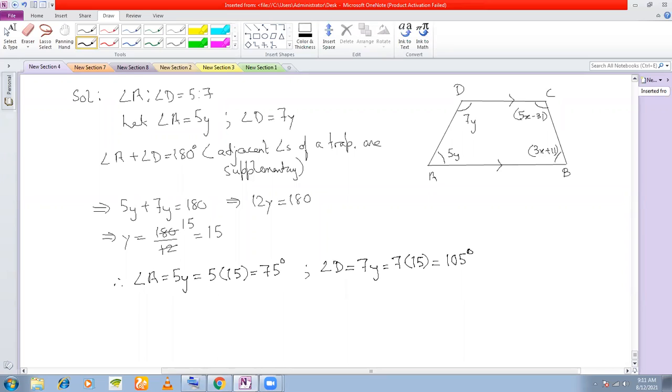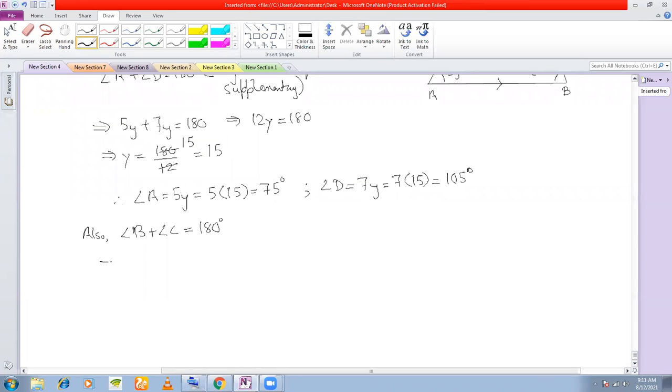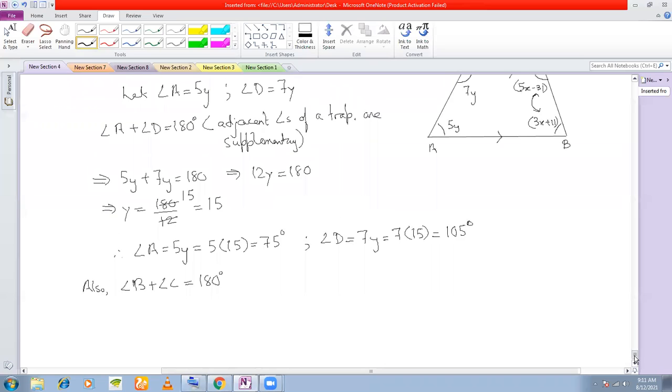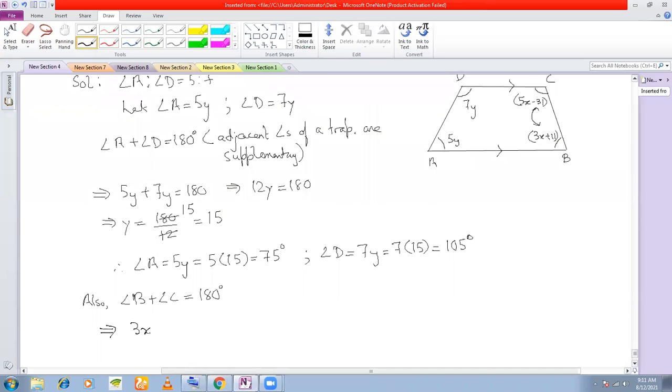Now there are two ways of finding. Okay, let me show you the first way. First of all, these two angles are again adjacent. Therefore, their sum must be equal to 180 degrees. So angle B plus angle C is equal to 180 degrees. Okay, put the values. Angle B is 3x plus 11 and angle C is 5x minus 31 is equal to 180.